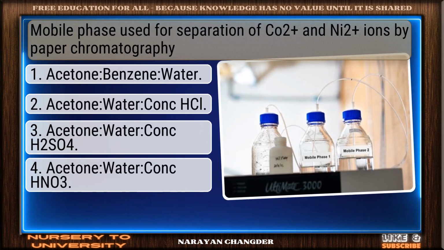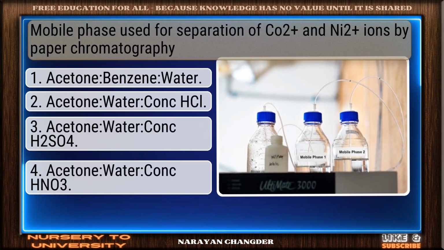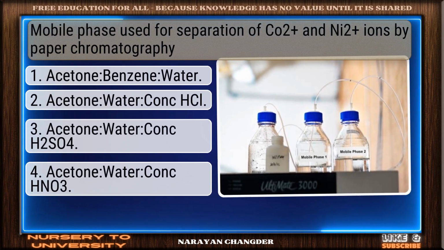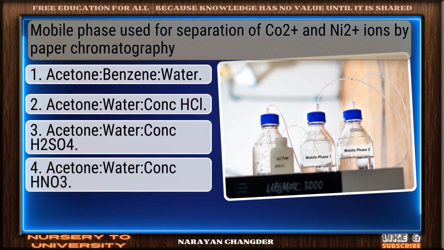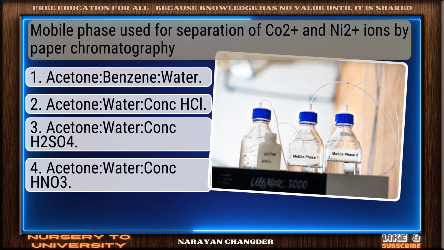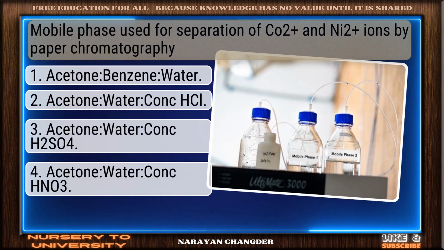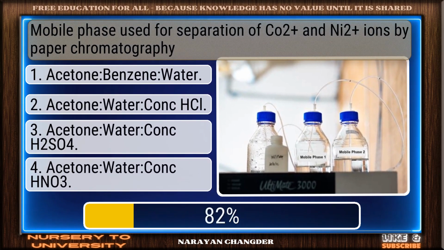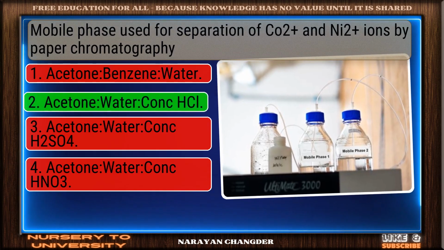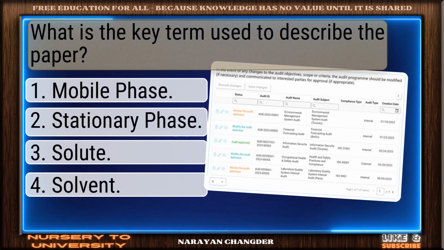Mobile phase used for separation of Co2+ and Ni2+ ions by paper chromatography. Option 1, acetone, benzene, water. Option 2, acetone, water, conc. HCl. Option 3, acetone, water, conc. H2SO4. Option 4, acetone, water, conc. HNO3. Nice, acetone, water, conc. HCl. What is the key term used to describe the paper?